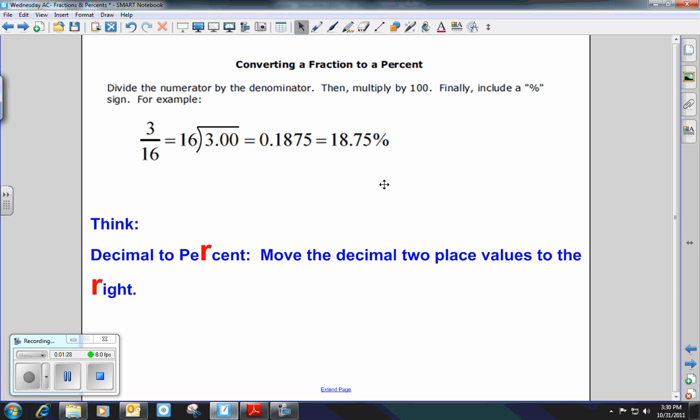When we're talking about percents, we're talking about looking at things out of 100. 50 out of 100 people is 50%. 20 out of 100 people would be 20%. So percent is always out of 100.